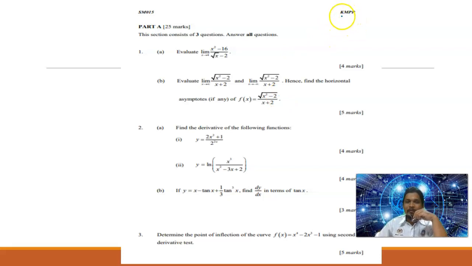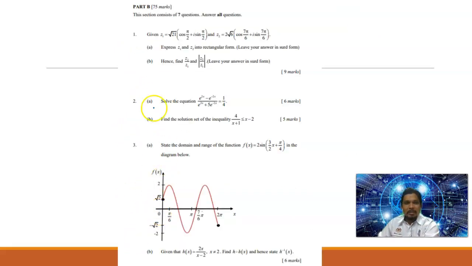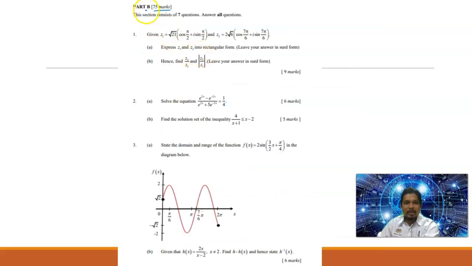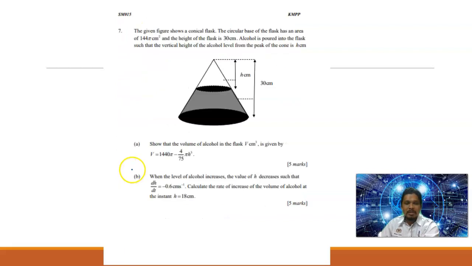So, for your information, for the final examination of paper SM015, there is only one paper, okay? And it is divided into two parts: part A, where there are three questions, one, two, three, and part B, where there will be 7 questions. For part A, they provide you 25 marks, and for part B, they provide you 75 marks. There are 7 questions, all of them 1, 2, 3, 4, 5, 6, and 7.